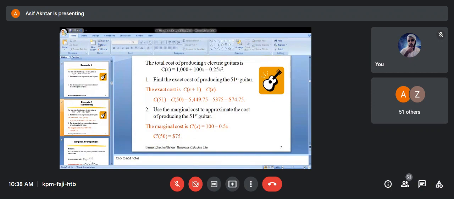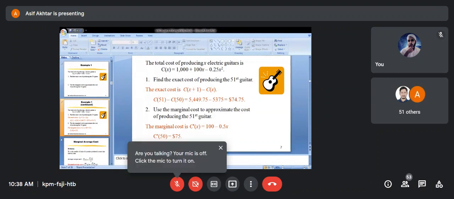Anybody? Sir, I have a question. सर ये C-50 क्यों लिखा है हमने सेकंड में? हमें तो 51st गिटार का फाइंड करना है ना. अब वही तो इंटरप्रिटेशन में आएगा. वही चीज तो मैंने आपसे कहा कि इंटरप्रेट द रिजल्ट. Zishan has marked the right point. He is saying that अगर हम एडिशनल यूनिट प्रोड्यूस करेंगे तो उसका कॉस्ट जो है 75 आएगा.